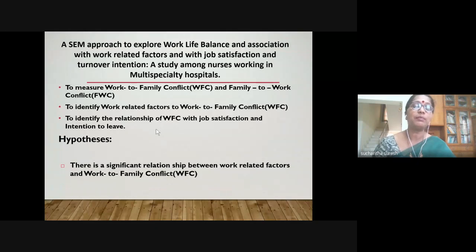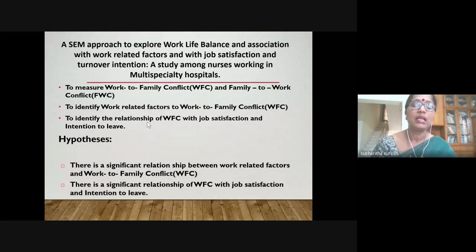Now, hypothesis. The first hypothesis can be: there is a significant relationship between work-related factors and work-to-family conflict. Second hypothesis: there is a significant relationship between work-family conflict and job satisfaction. Otherwise, there is an impact: work-family conflict has an impact on job satisfaction. I can write it like that also. There is a significant impact of WFC on job satisfaction and intention to leave.